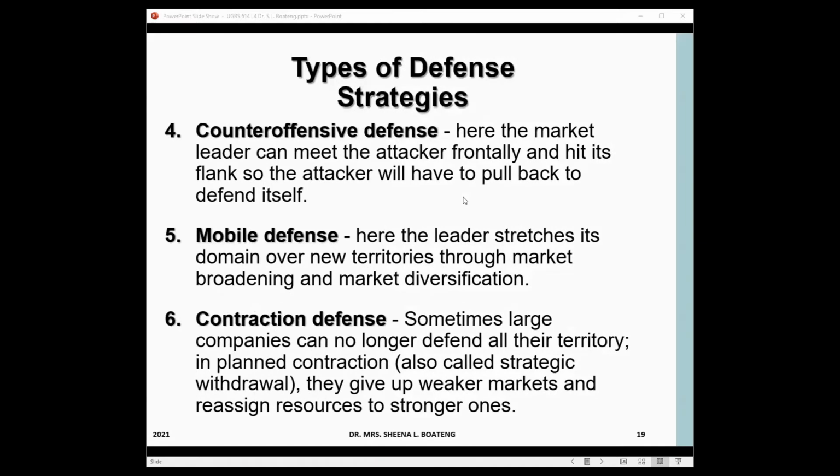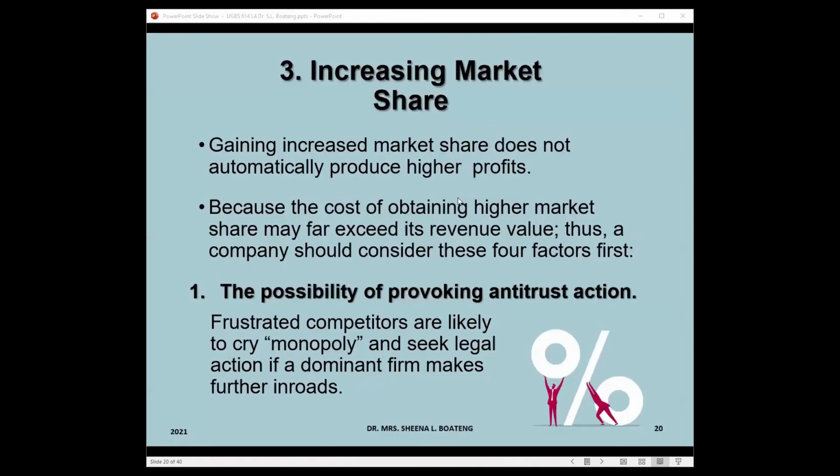Now, the third means by which the market leader can ensure that they are competitive is when it comes to increasing market share.